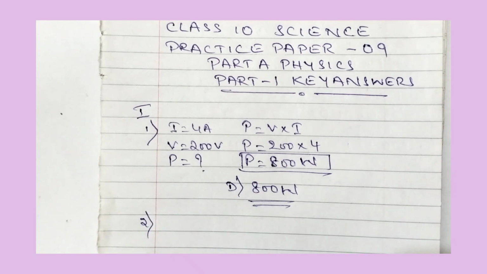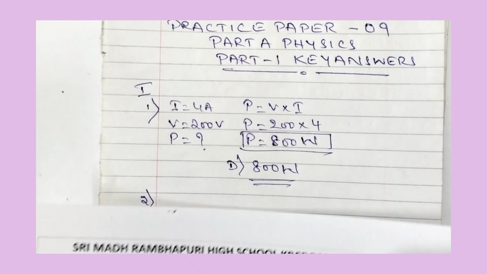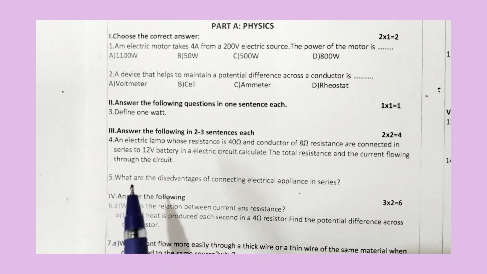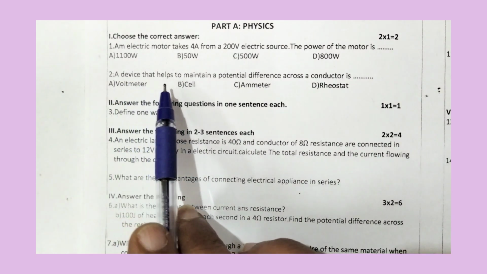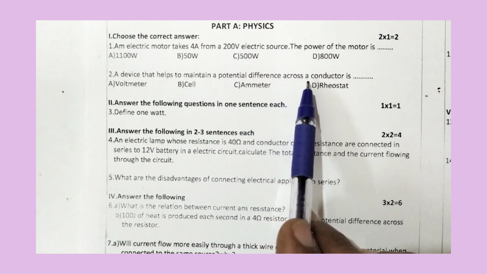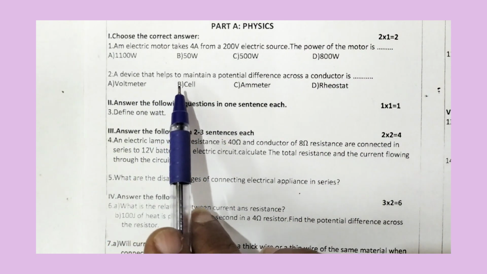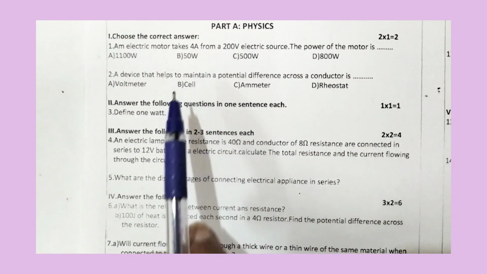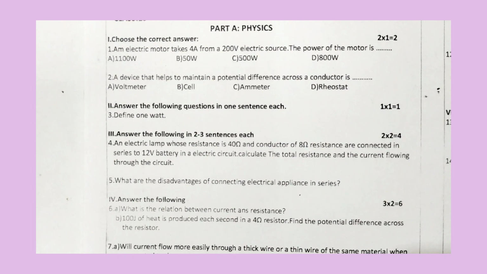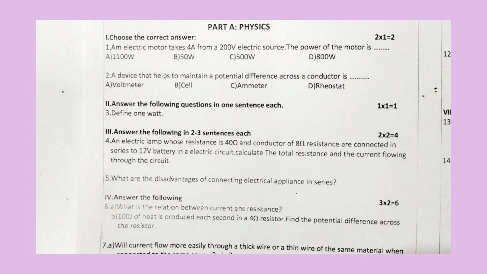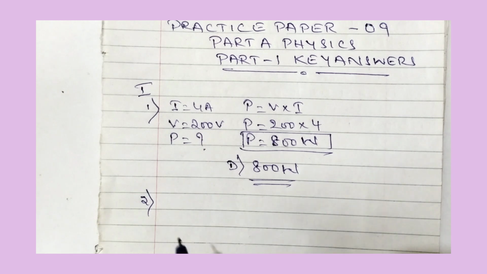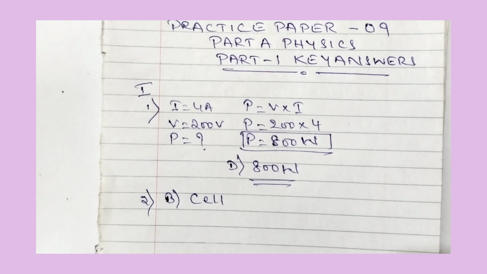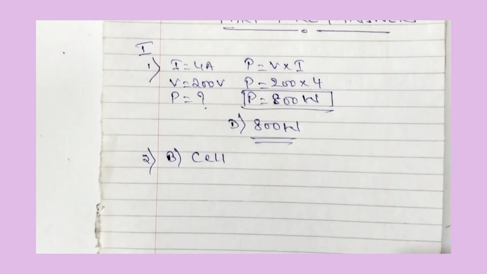So now let us move to the second question. In the second question, they have given: a device that helps to maintain a potential difference across a conductor is voltmeter, cell, ammeter, rheostat. So among these four options, the right answer is option B, cell. So for the second question, option B, cell is the right answer.